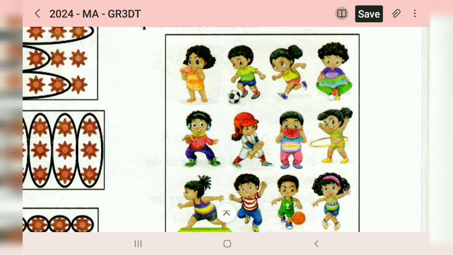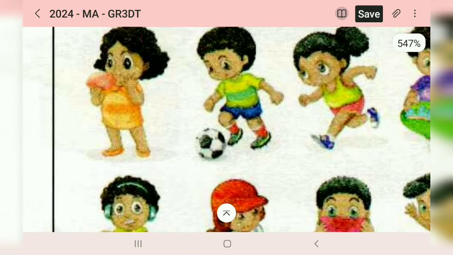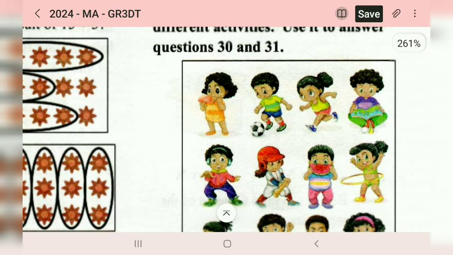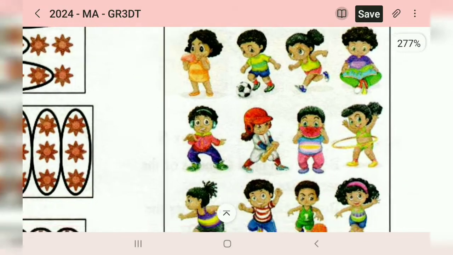Different activities being done, right? Can you identify any of these activities? Let's zoom up and look. What is this one doing? What's the boy doing here? This one. Can we number them just in case? Alright, let's see the questions first.